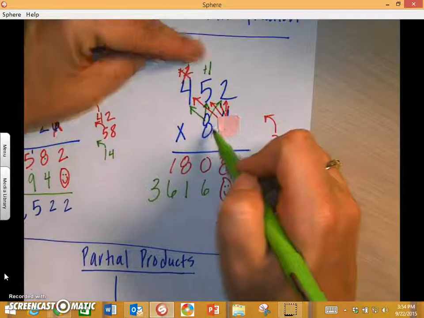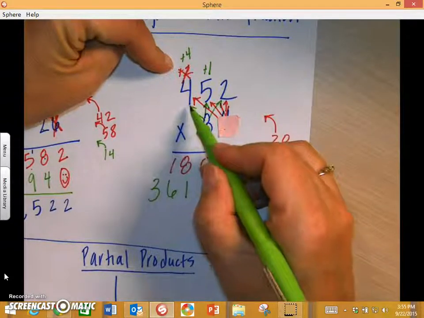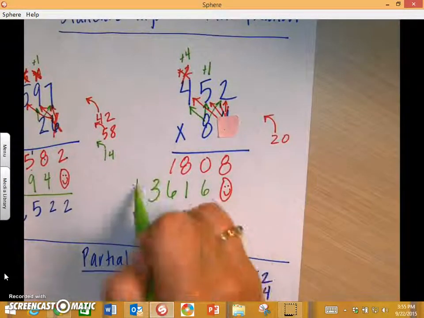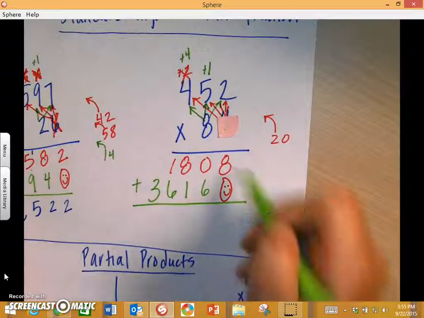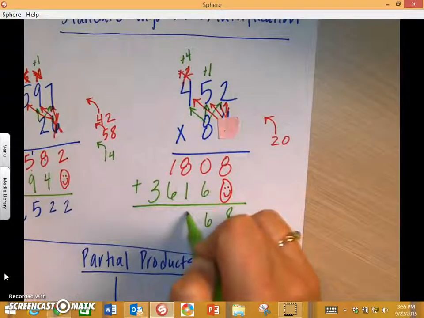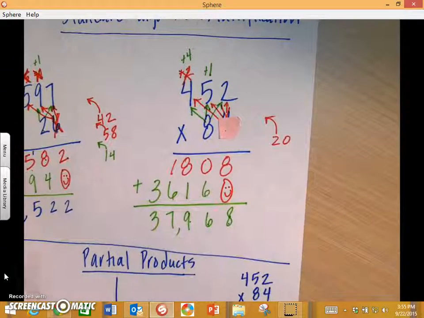Carry my 1, that's 41. Carry my 4, that's 32. Plus 4 is 36. Good. All right. Now I'm going to add both of these digits. 8, 6, 9, 7, 3. I count over 3 and I put my comma.